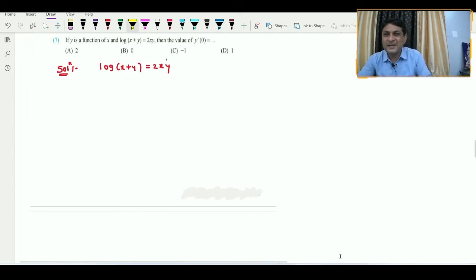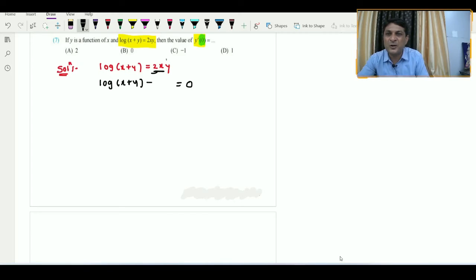Now see in the example number 7, we have to find out the derivative of this function log of (x plus y) is equal to 2xy. And we have to find out this derivative. y dash means derivative. Derivative of x is equal to 0. So first we are differentiating this function with respect to x. So here easily we can observe that the function is an implicit function, and we have one shortcut method to find out derivative of implicit function, but for that purpose this right hand side should be 0.